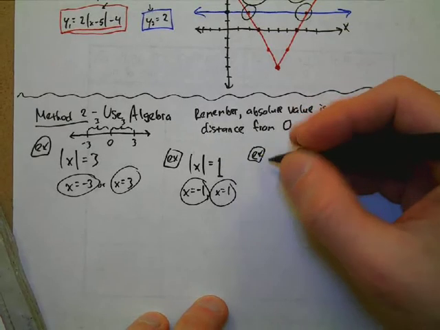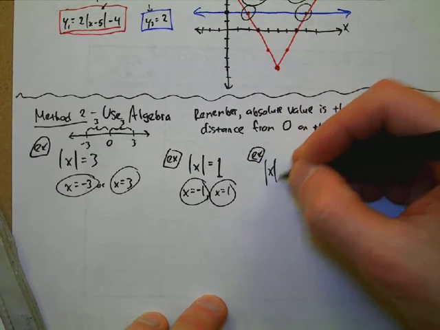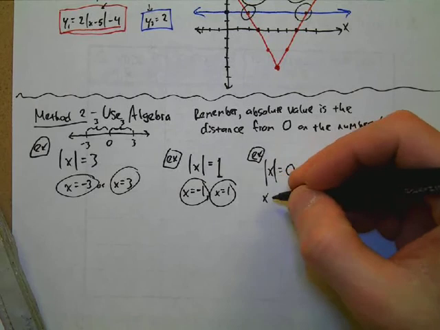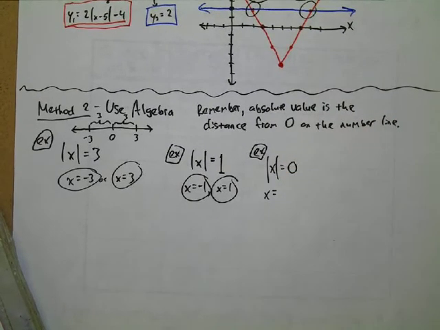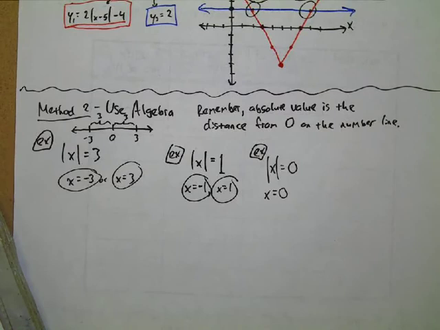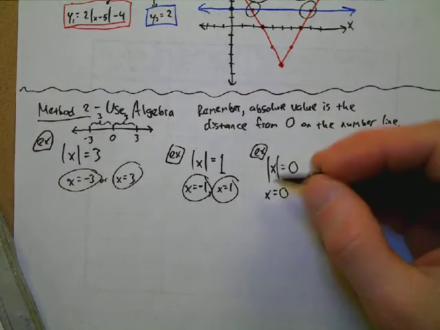But then what about the absolute value of x equals 0? What numbers are 0 units away from 0? 0. Is there another number that's 0 units away from 0? No. So this absolute value equation only has 1 solution.